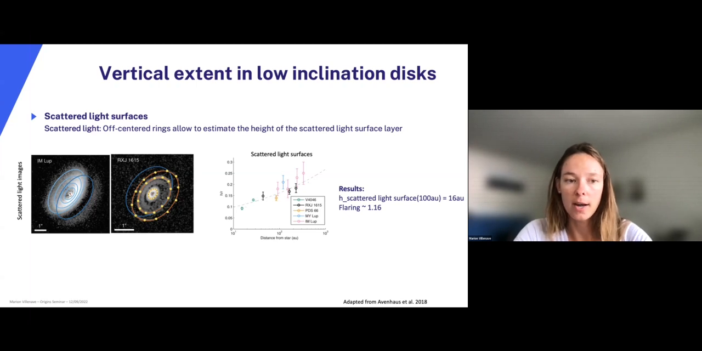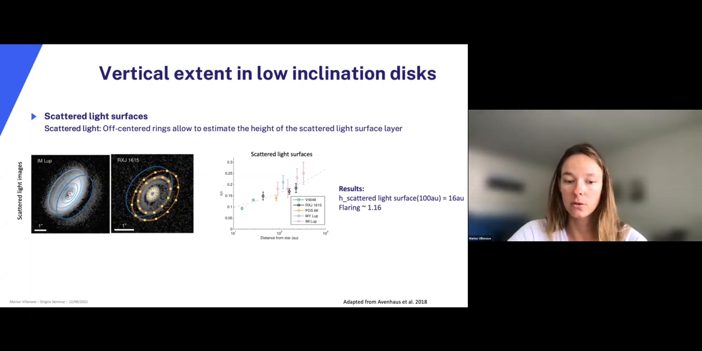if the height of the emission of the scattered light is not zero, then the rings will appear off-centered at the different heights. And so based on this, we can estimate the height of the emission and reconstruct the scattered light surface here. In this work, they found that the typical scattered light surface for this disk is 16 AU, which is a bit more than what was found in previous works that I mentioned.